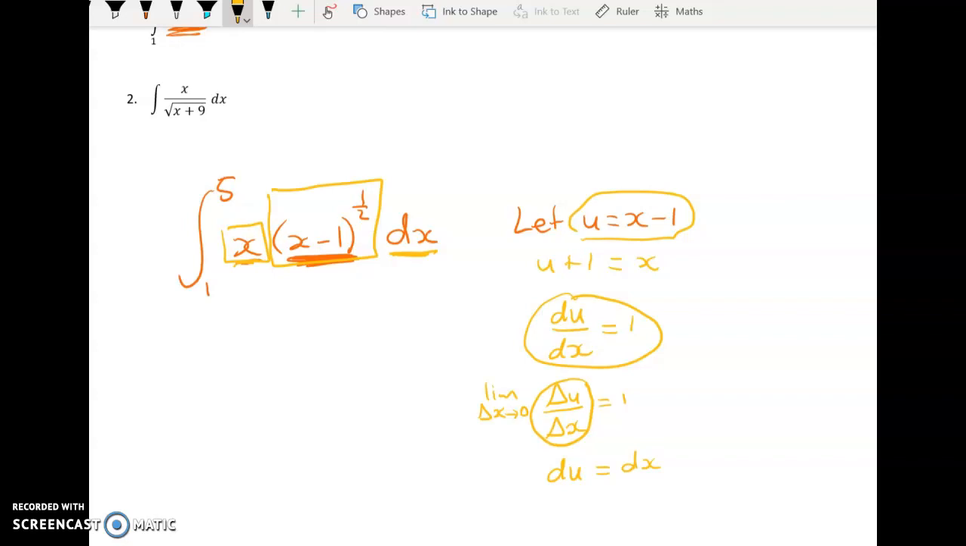Okay, so this is going to be a key step whenever we're doing substitution: we're going to find du by dx, and we're going to split it up, and somehow we're going to find a way to replace the dx. And here it's really easy. du and dx are the same thing.